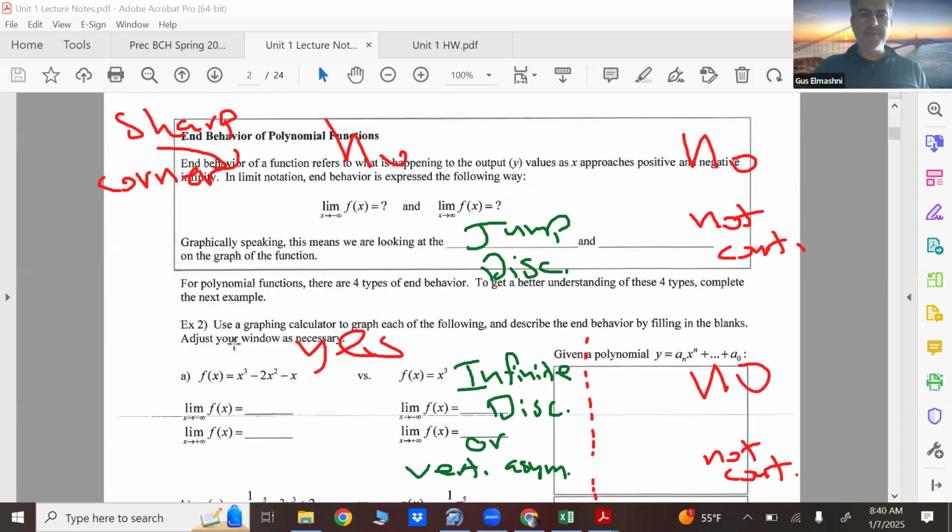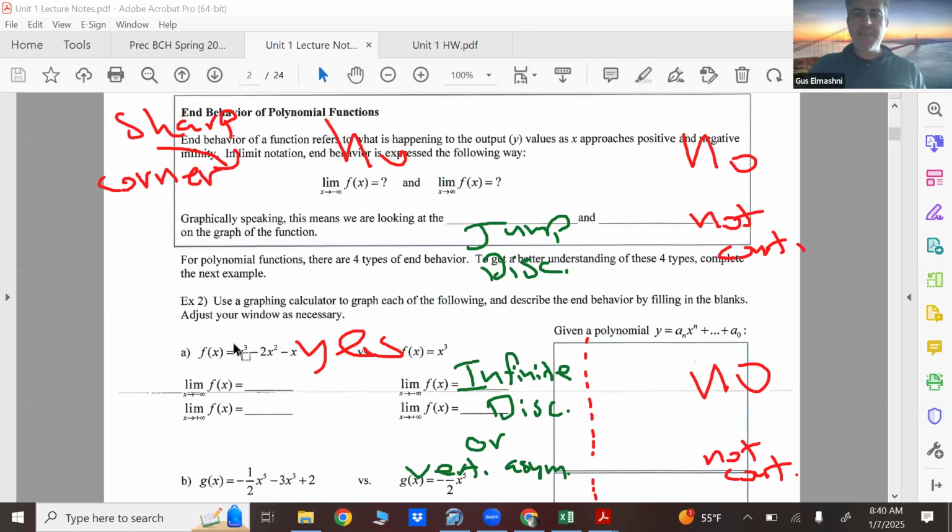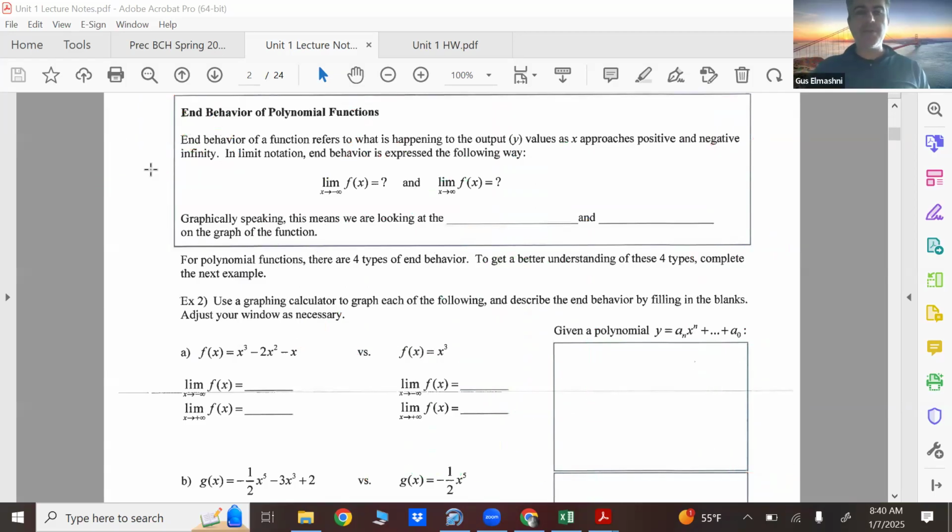So anyway, let's keep on moving. End behavior. This is a big one, and we're going to be using this notation quite a bit. Limit notation. I don't remember, did we use this notation last semester? No, okay. So this is new then. I just forgot what we did last semester, right?